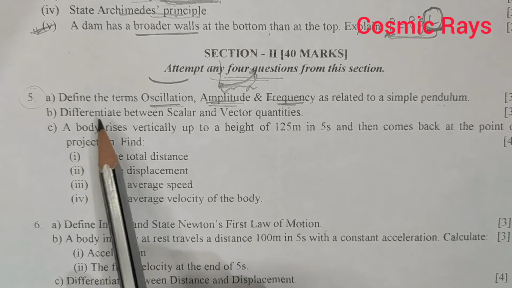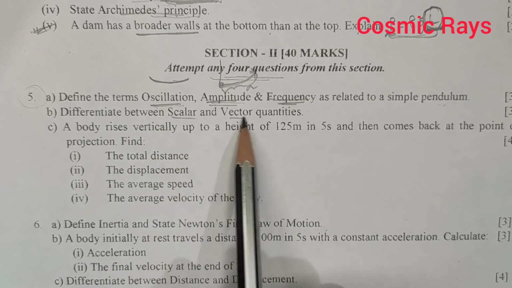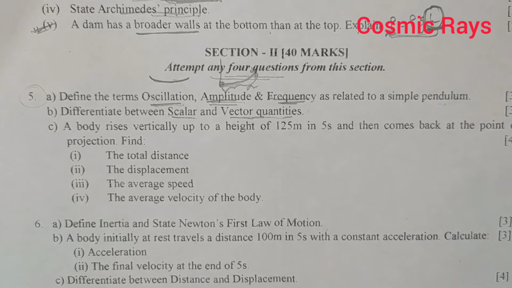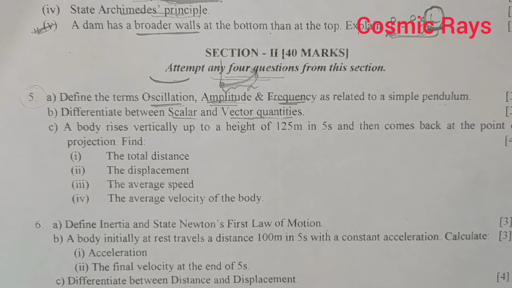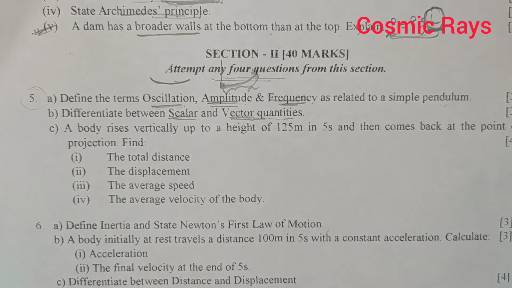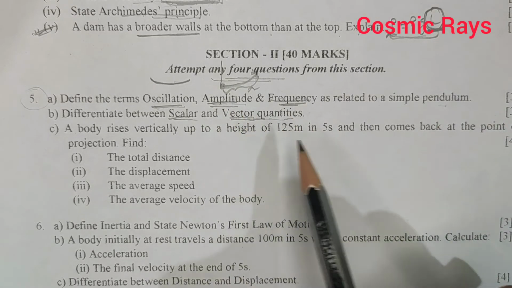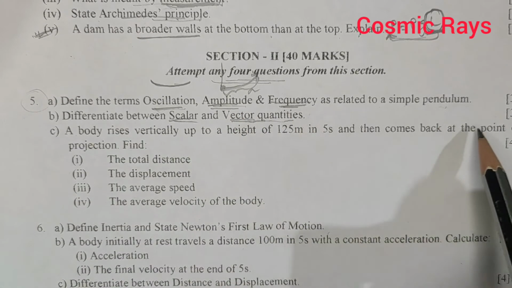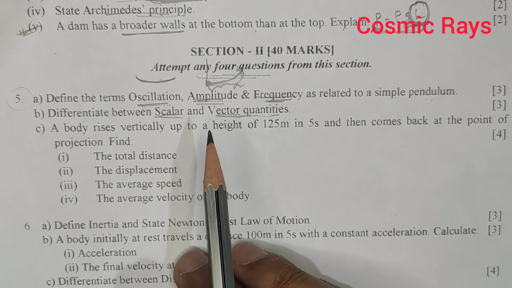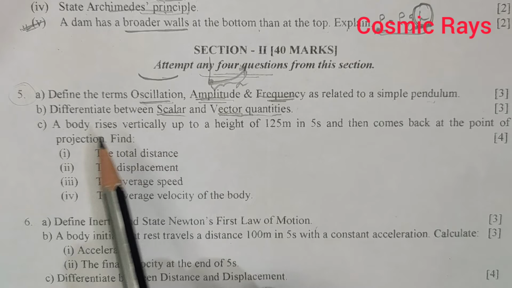This is another direct question. Differentiate between scalar and vector quantities. The table is given right in your textbook. Scalars are those which can be defined only on the basis of magnitude, and vectors require both magnitude and direction. Then there are certain examples, so you can just check the table. And since this is for 3 marks, it is advisable to give at least 3 points of differences.